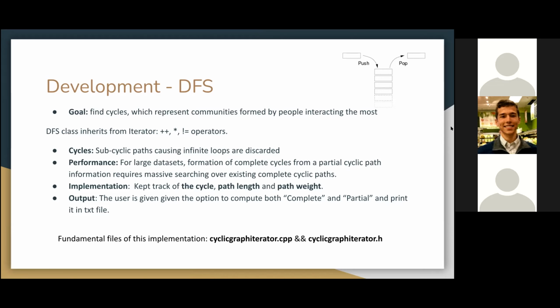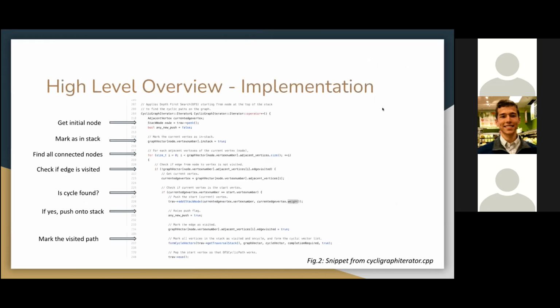There are two fundamental files. The first one is cyclic graph iterator CPP, and the other is the H file. The important part of this implementation is to use a stack. Here is a high-level overview. We first get the initial node and then mark it as in stack. We find all the connected nodes and check if the edge is visited. If a cycle is found, we push it onto the stack, and we continue as we mark the visited path. This is just a high-level overview.